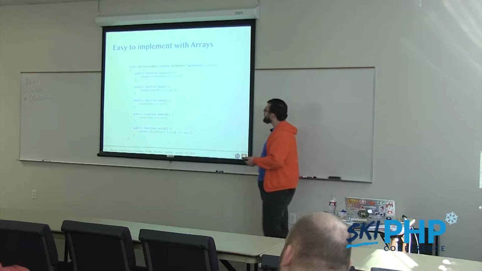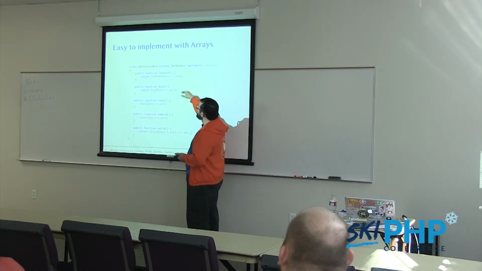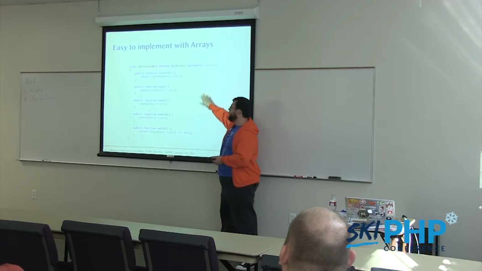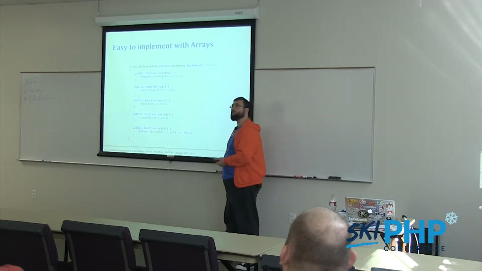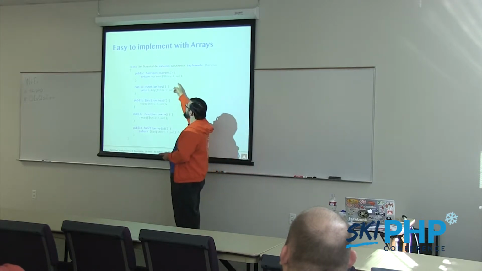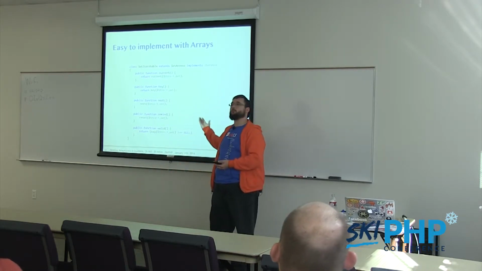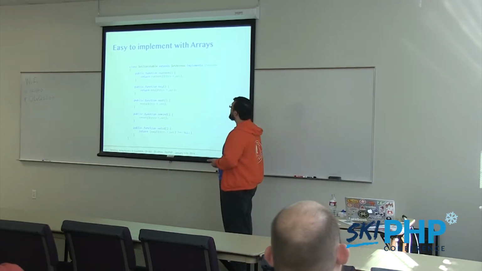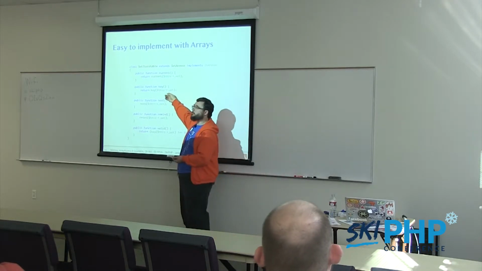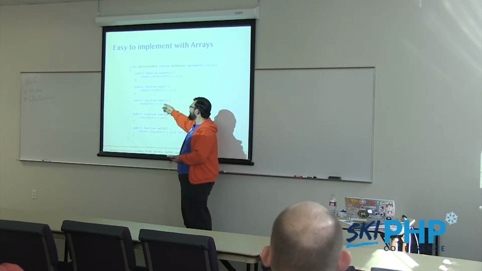So we're going to extend our previous class. We're now going to implement Iterator, and we're going to add in these 5 methods that we needed. So for current, we can just call current, which again, is a PHP native function and returns the current value of an array. For key, we can call key, exact same thing. For next, we call next.